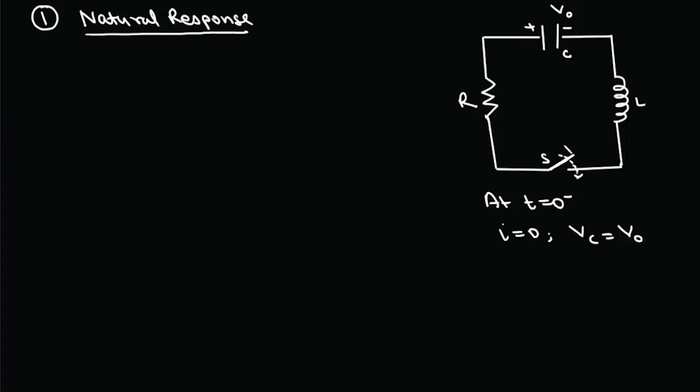Now when the switch is closed at t equals 0, the current is going to flow in the circuit. Suppose the current flowing through the circuit is I. Now using Kirchhoff's law, we can write L di by dt plus IR, and the voltage across the capacitor is Q by C, and this is equal to 0.